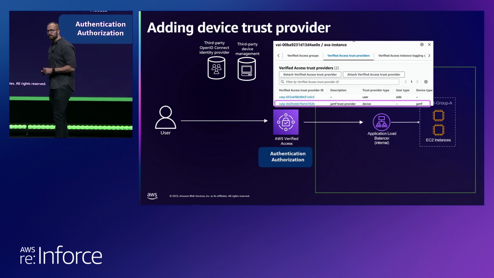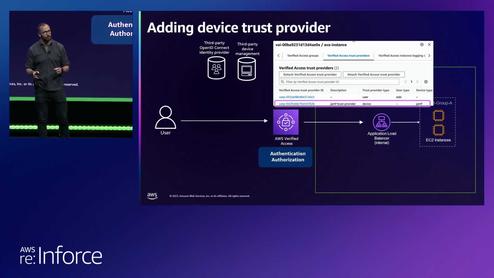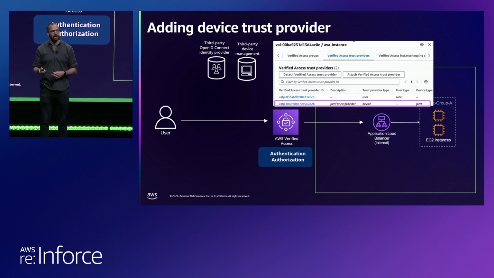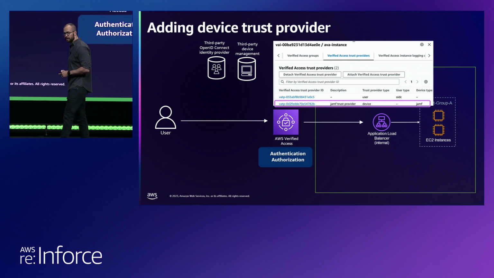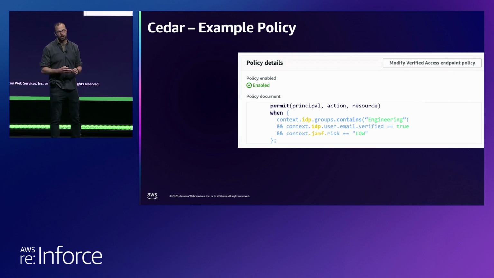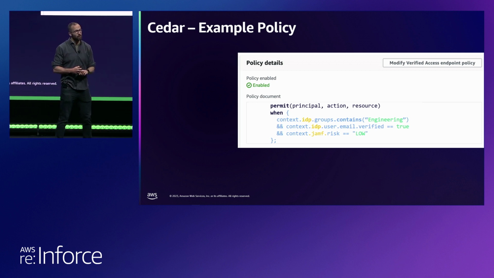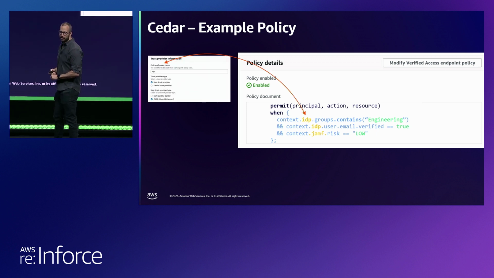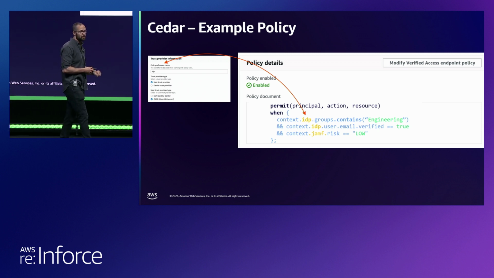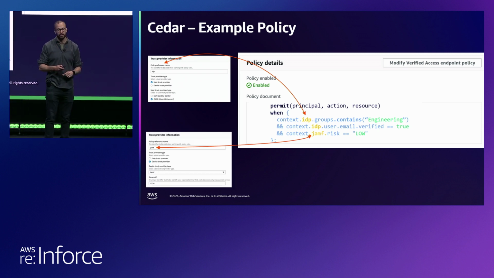We will then need to specify within the AVA instance configuration that we want to use both an OpenID identity provider for authentication, as well as the device management provider for validation of the device. We also need to update our policy. So now we're saying we want to allow someone to our application, but only if they're part of the engineering group, their email is verified, but also Jamf is telling us that the risk level of their device is low. And again, you know that the names in this policy are coming from whatever you've named your trust provider. So I called it IDP, and then the second one is called Jamf.